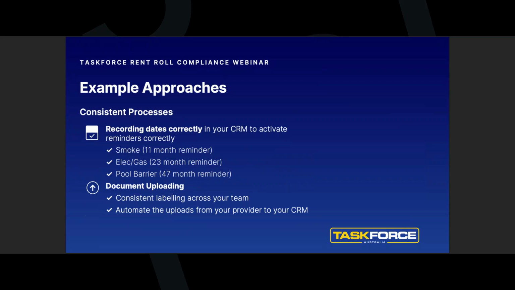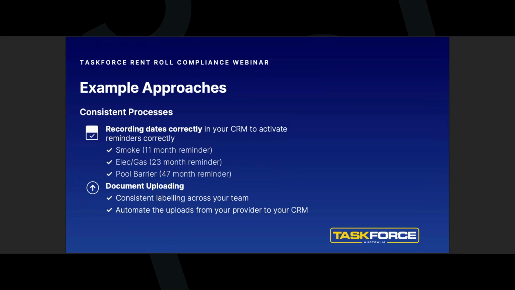Okay, another thing we see, again, just about getting some consistent processes in place. I'm amazed how often this one is done incorrectly, but recording dates correctly in your CRM to activate the reminders at the right time. I very often go in and we'll do a bit of an audit against some of these processes with our customers. And the electrical and gas is set up for a 2-year reminder, which is great, but the smoke also gets a 2-year reminder. And when we're taking over new rent rolls, this is an area where we see a lot of gaps where that smoke alarm might have been missed.